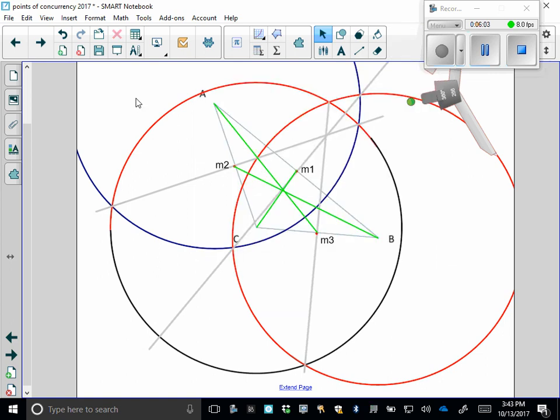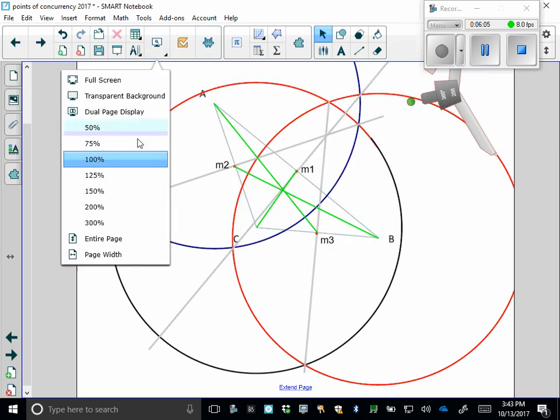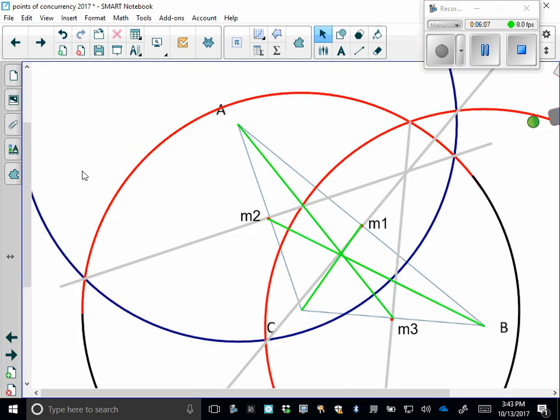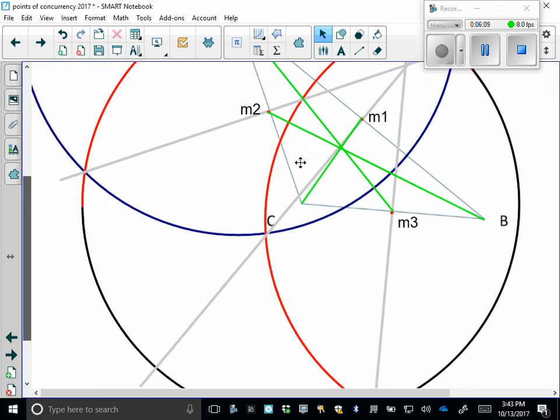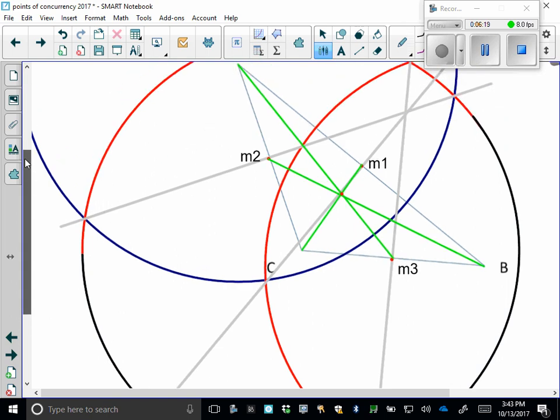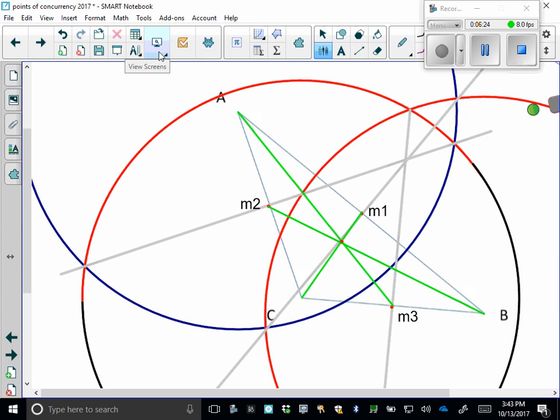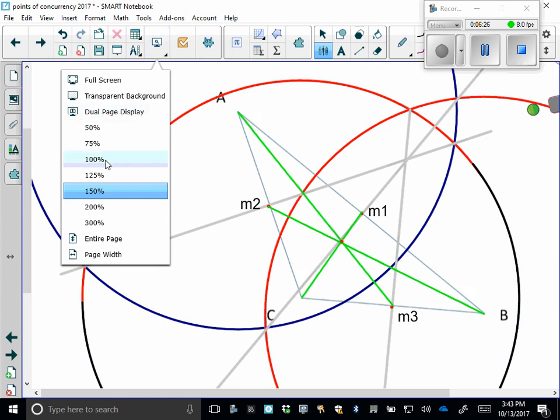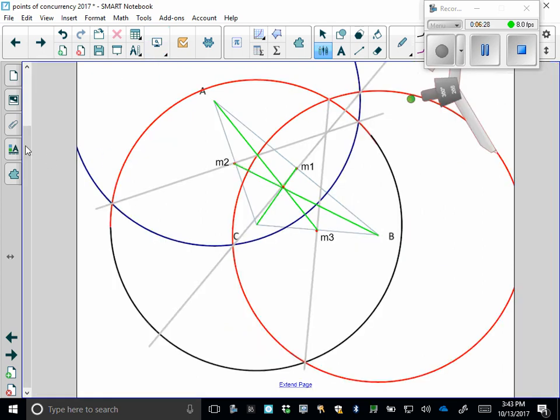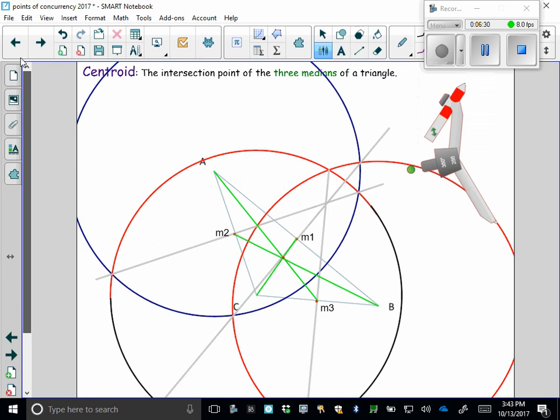So that's pretty good. Let's zoom in. Pretty accurate. They intersect fairly well in the same point, and that is the centroid. So the centroid, we'll talk a little bit more about next week, is what we would also call the center of gravity, which is a balancing point. One more video.